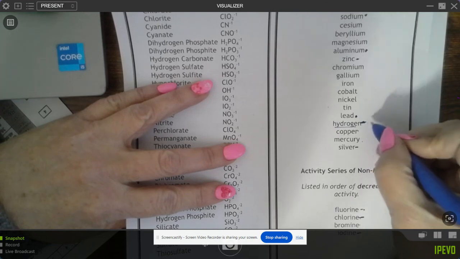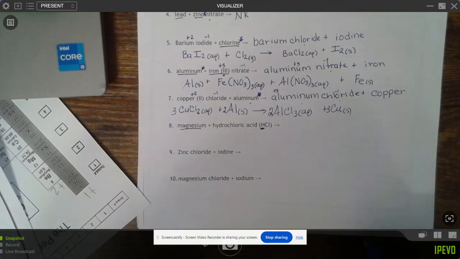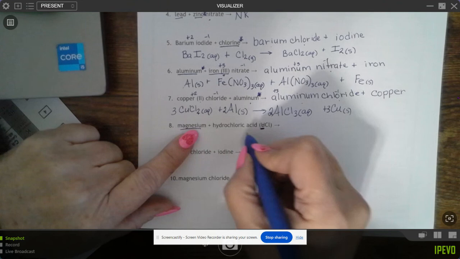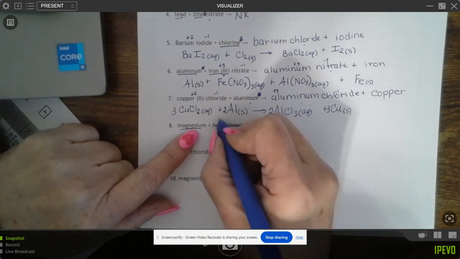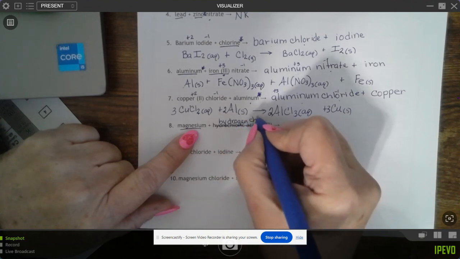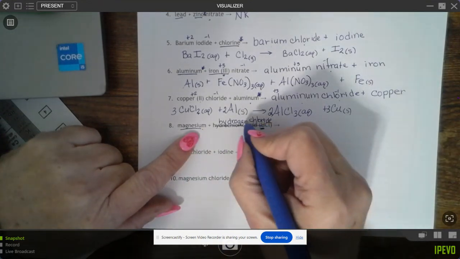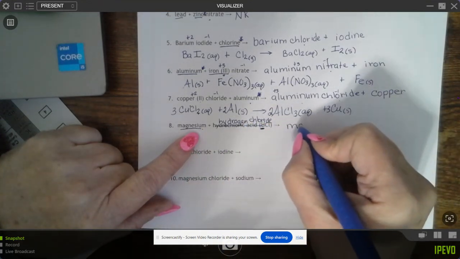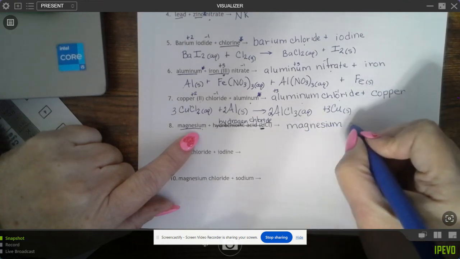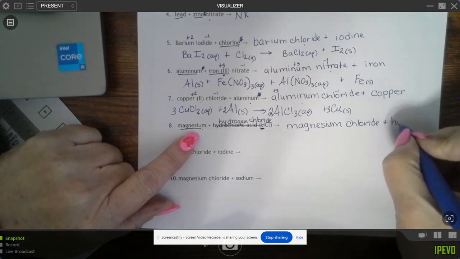Puppy problems. Hydrogen, magnesium. Magnesium's way higher than hydrogen. So magnesium is going to take hydrogen's place. And I should have probably written this as hydrogen chloride. Okay, so magnesium takes hydrogen's place. So we end up with magnesium chloride plus hydrogen.